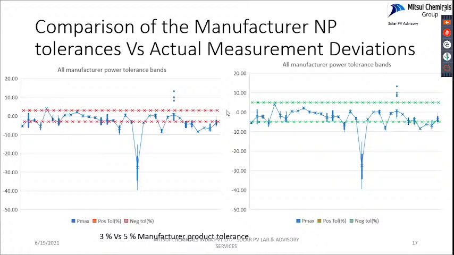We have tested more than 60 projects in the last year, and this is just a trend of how the tolerances have changed. When we keep a 3% tolerance, most of the manufacturers are outside this band, which is not a good sign for the PV market. Whereas with 5% tolerance, most of them sit inside this span. This indicates that the nameplate tolerances will not match the actual scenario. So stakeholders and end users have to verify the output before purchasing.